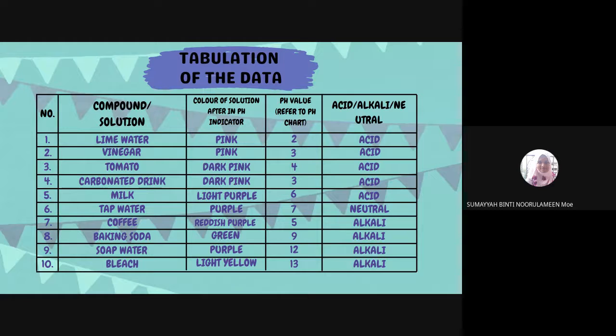Soap water, the color is purple and the pH value is 12 and it is alkali. Lastly, bleach, it is light yellow and the pH value is 13 and it is alkali. I have a correction on coffee. The pH value is 5, it is not alkali, it is acid.